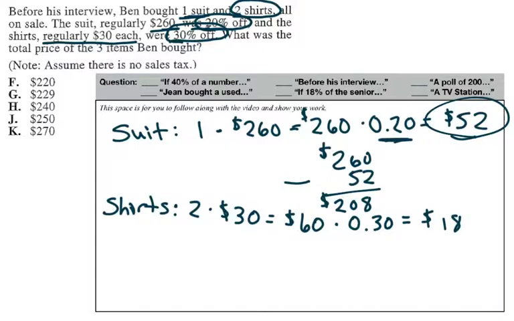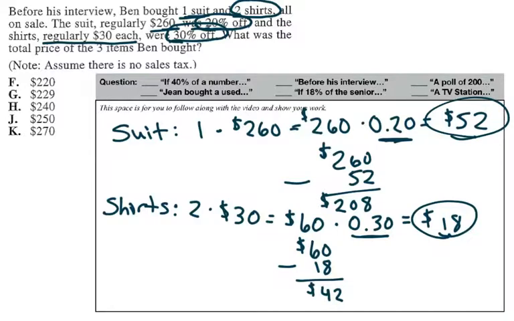Again, that's not the price that he paid, that's the 30% discount. So now I need to take that number and subtract it from the original price. So $60 minus $18, and I get $42. So I'm paying $208 for my 1 suit, and $42 for my 2 shirts.